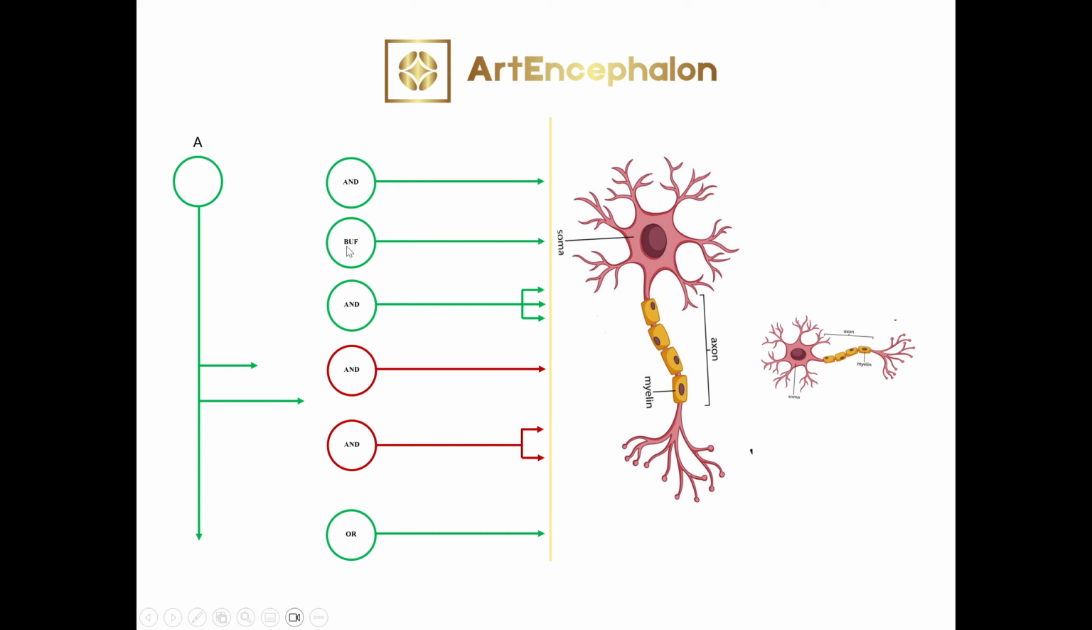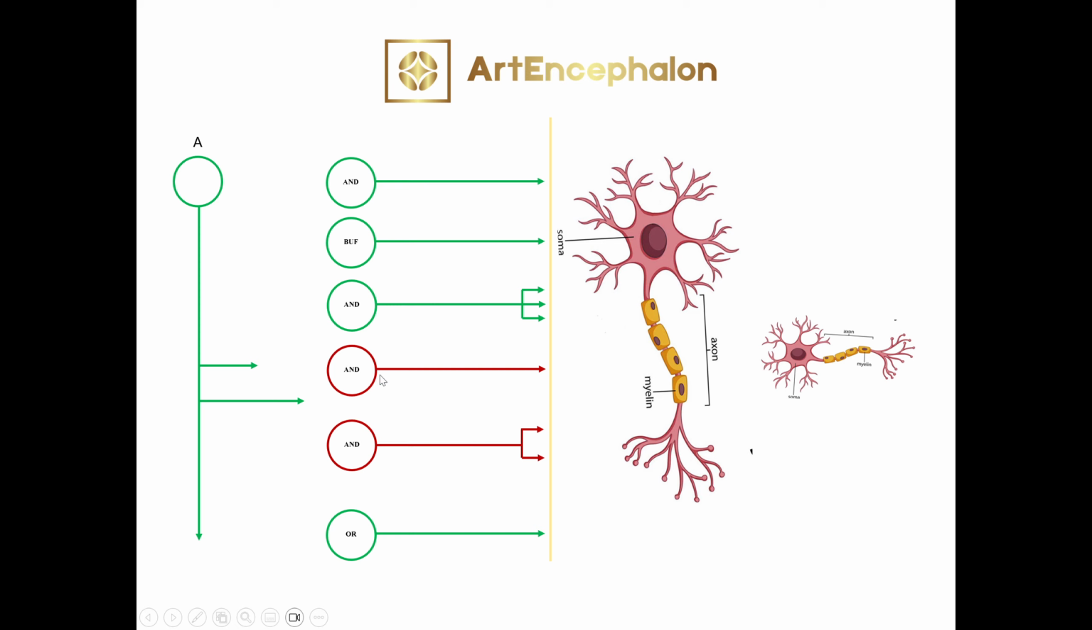This other one says BUF, buffer. It means it's just a buffer. One signal comes in and is being boosted out. Same thing we have here. We have another neuron expressing AND logic, but then it has 3 axon terminals. 1, 2, 3. It is also excitatory, and that's why it's green. But then this one is red, which means it's inhibitory.